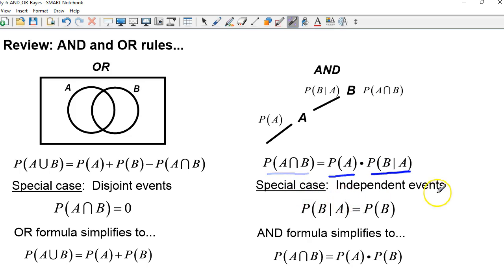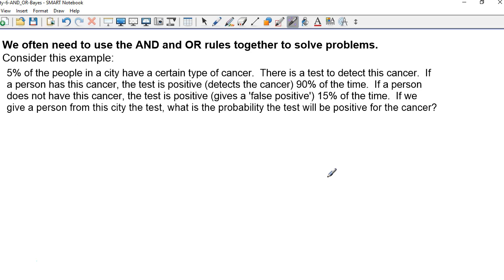It's called independent events, when the probability of B given A is just the same as the probability of B because it's not changing depending on A. So the and formula simplifies to the probability of A and B is just the probability of A times the probability of B. You can solve a great many probability problems just by understanding the use of these formulas right here and their special cases. So they're very important to understand and be able to recreate. Okay, and we often need to use them together to solve problems.